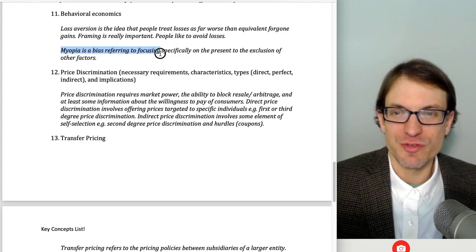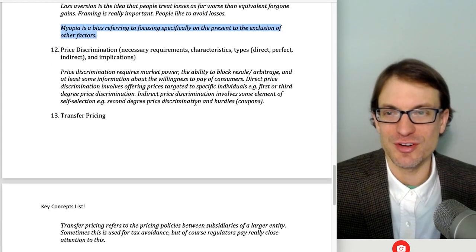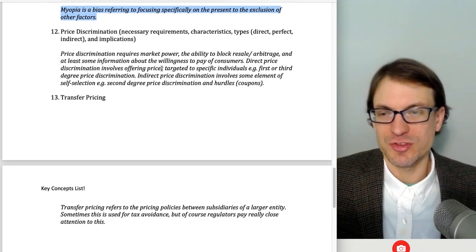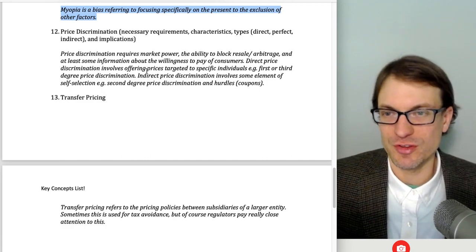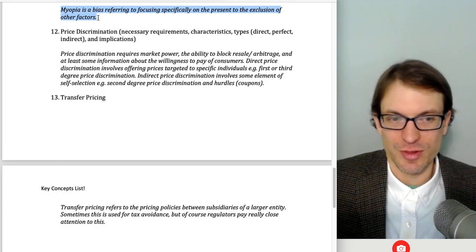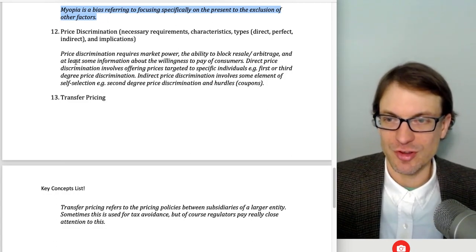Myopia is a bias referring to focusing specifically on the present to the exclusion of other factors, right? So you want to think about what's becoming salient and what's relevant for decision making, and you want to think of all the relevant costs and benefits when making an economic decision.